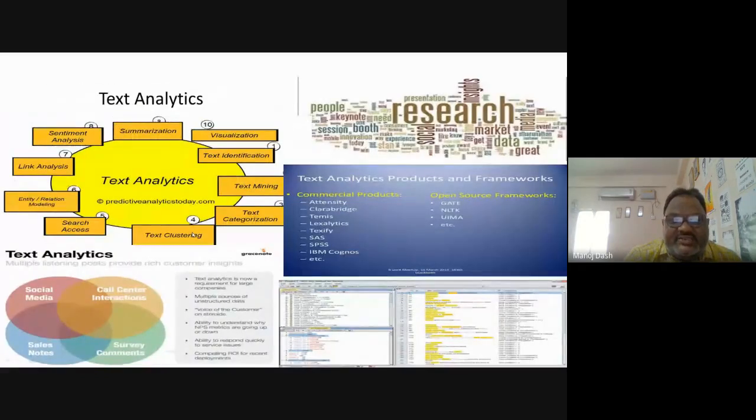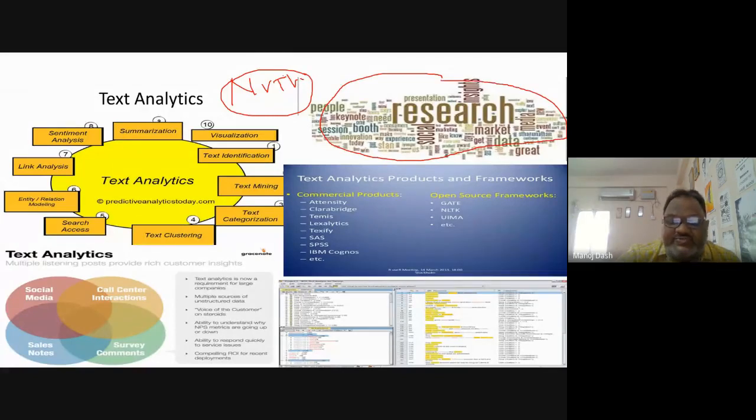Then we go to text analytics. I hope most of you know about text analytics, the text clouds. There are many open source software available. But if you are interested in text clouds or text mining, there is software called NVivo, where you can apply text analytics to understand text frequency, or you can also do text mining. This is highly useful for understanding the sentiment of the customer.